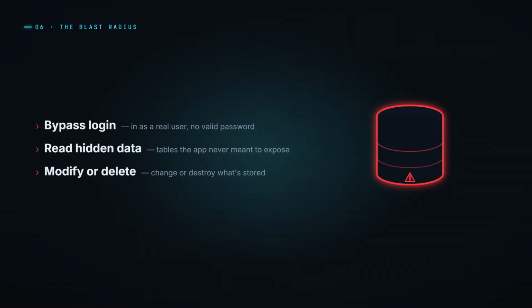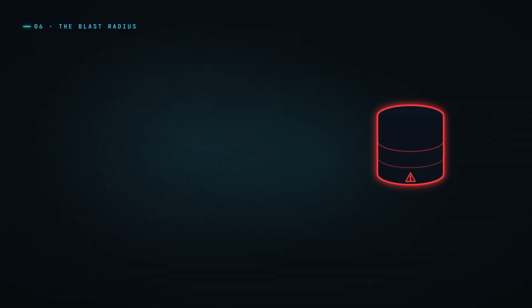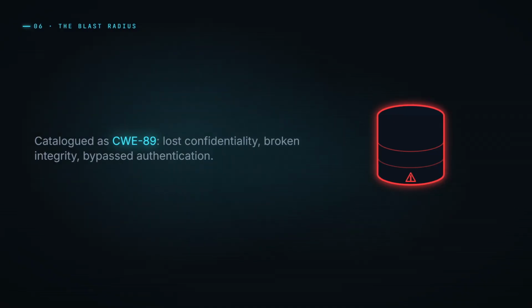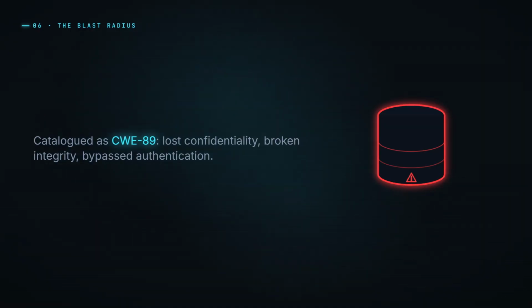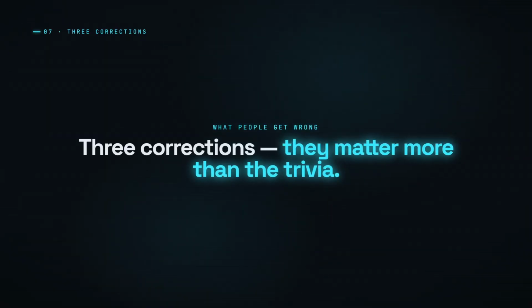The official catalog of software weaknesses files all of this under CWE-89 and lists exactly these impacts: lost confidentiality, broken integrity, and bypassed authentication. One careless string, and the database stops being a vault and becomes an open question that anyone can rephrase. Before we fix it, let us clear up 3 things people get wrong, because the corrections matter more than the trivia. First, injection is not only about SQL.